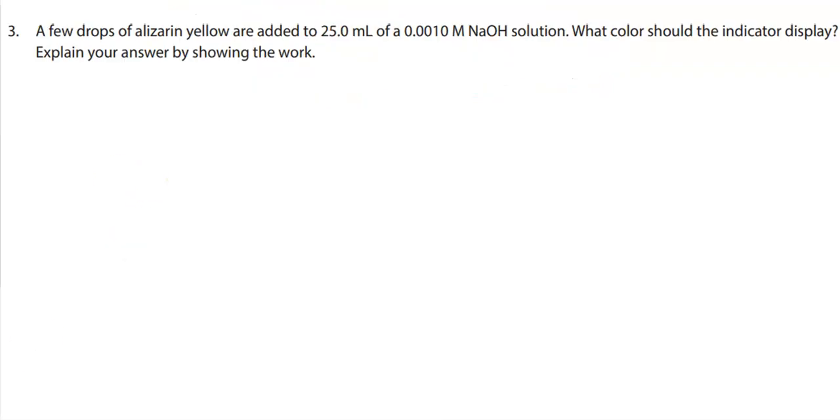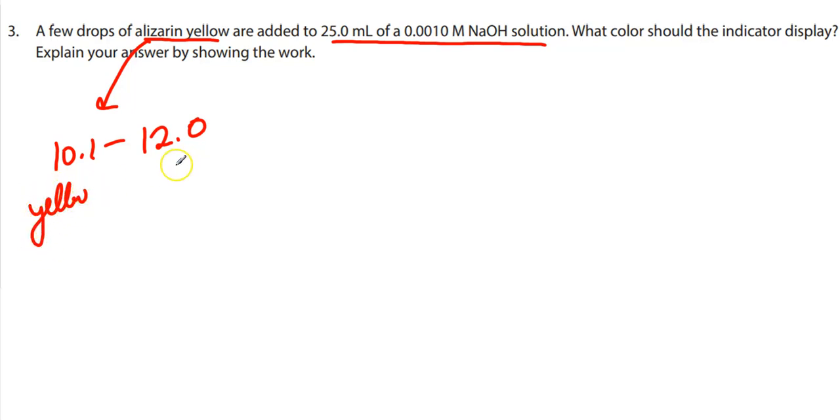Okay, so next we have a few drops of alizarin yellow added to this solution. So we have a base solution. What color should the indicator display? Explain your answer by showing the work, because we've got to do our calculations here. So alizarin yellow, let's just write this down. 10.1 to 12.0. So this is yellow to red. In between that is going to be an orange color, right?